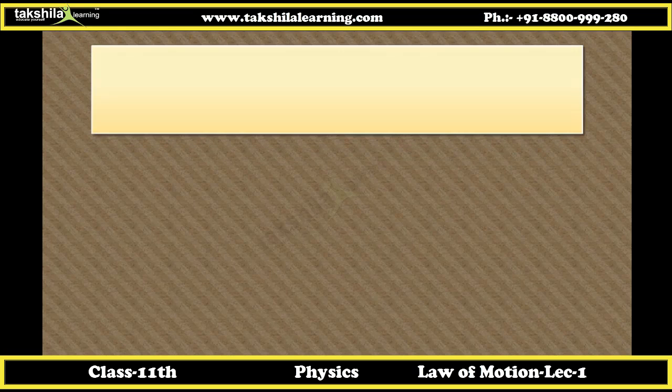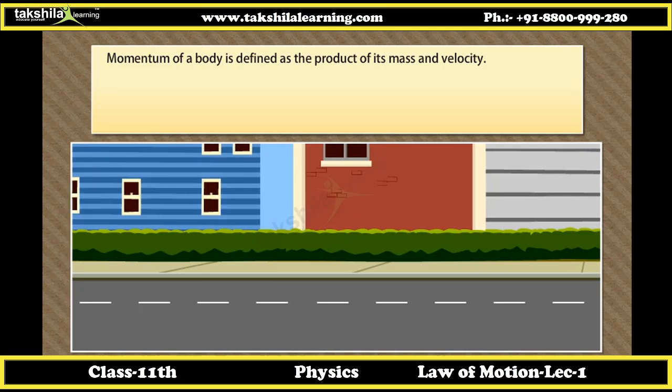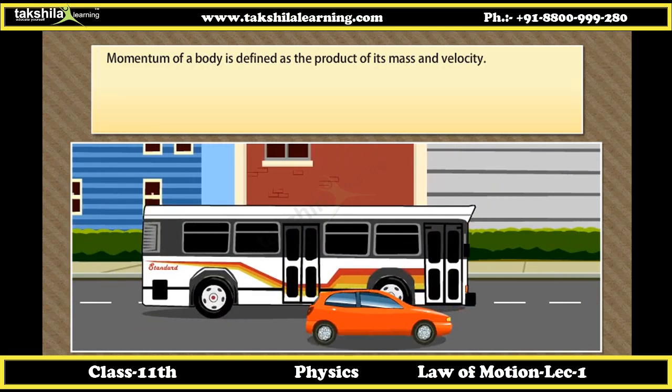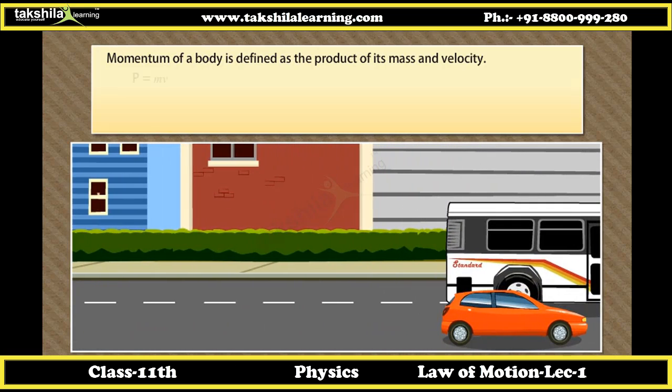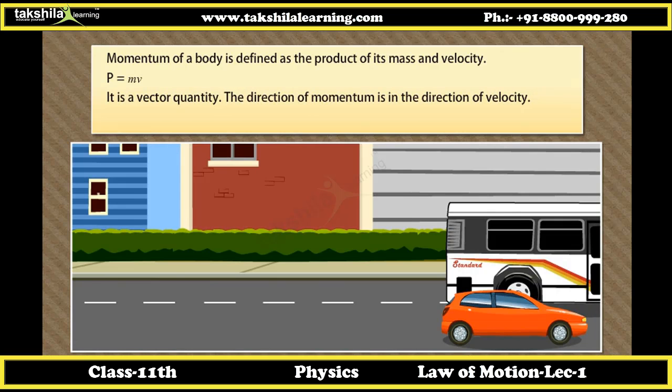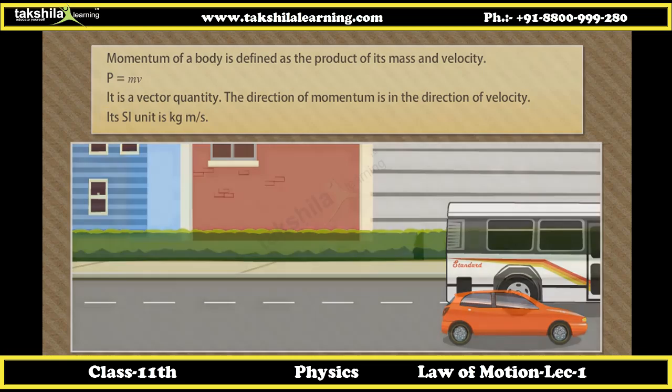Newton's second law of motion. First of all, we will talk about momentum. Momentum of a body is defined as the product of its mass and velocity. P is equal to m into v. It is a vector quantity. The direction of momentum is in the direction of velocity. Its SI unit is kilogram meter per second.